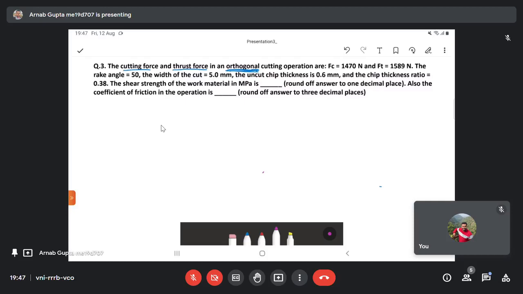We are given the cutting force and the thrust force here, as Fc is equal to 1470 Newton and Ft is equal to 1589 Newton. The rake angle has been given as 5 degrees. Sorry, it won't be 50, it will be 5.